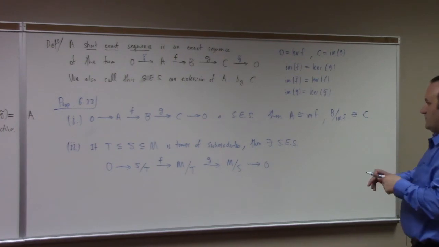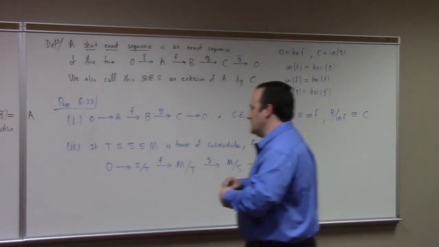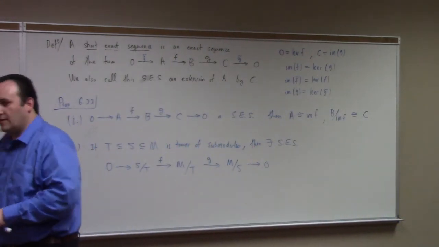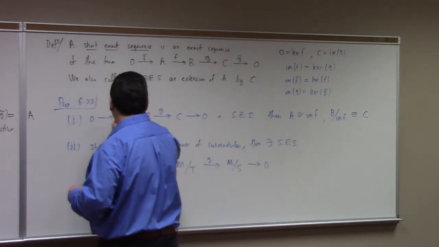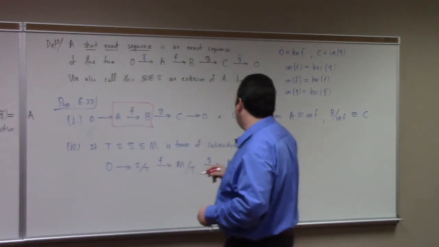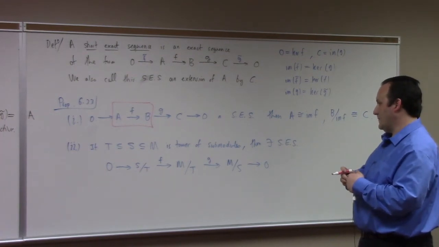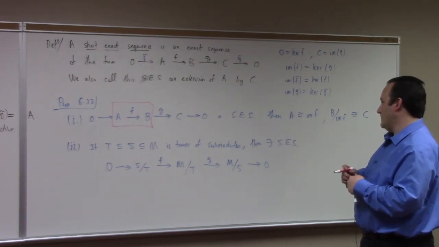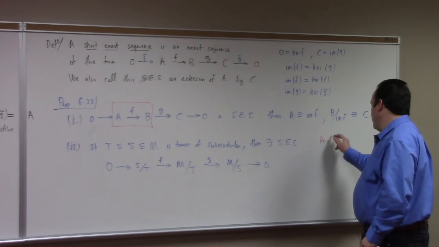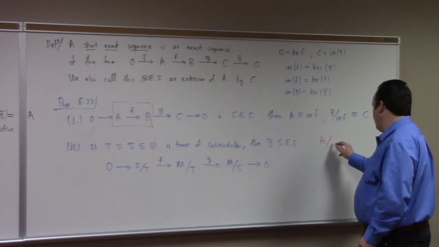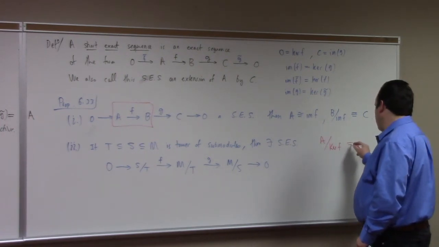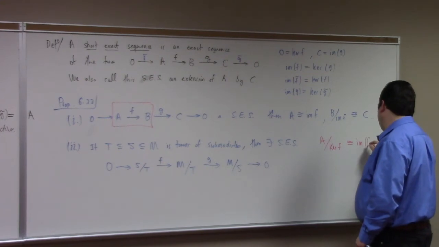So what you're thinking about is using the first isomorphism theorem on this right here, right? Well, we're just saying that we already know that F is injective. Right. Well, my point is that A mod the kernel of F is isomorphic to the image of F, right? Yeah, you can do that.